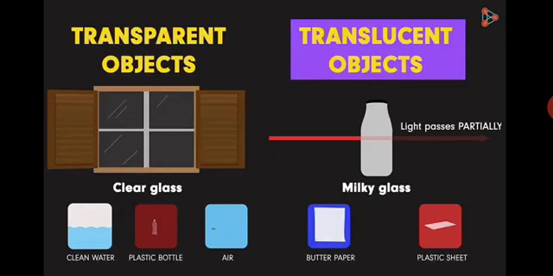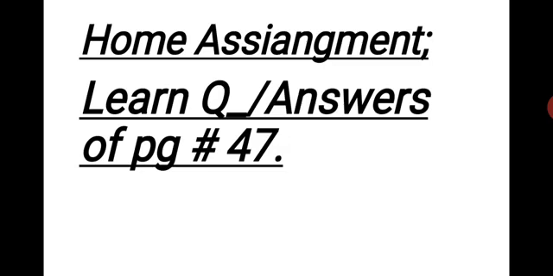Students, those objects that allow light to pass through them completely are called transparent objects, and examples of transparent objects are clean water, plastic bottle and air. And those objects that do not allow light to pass through them completely are called translucent objects. Examples of translucent objects are butter paper and plastic paper.